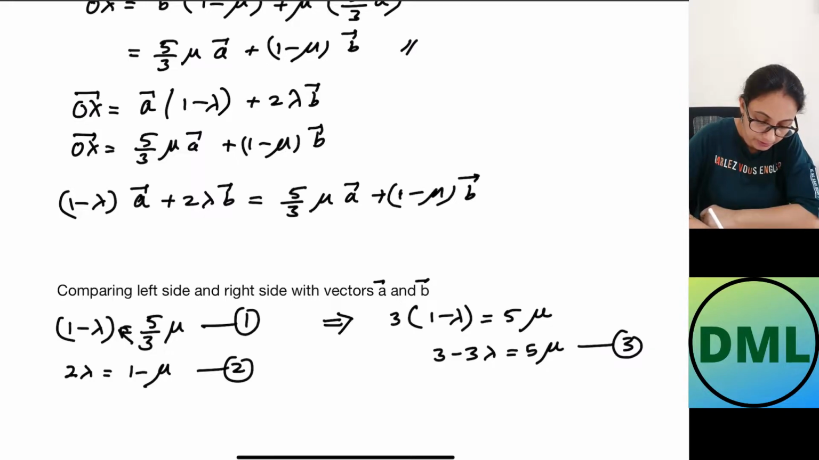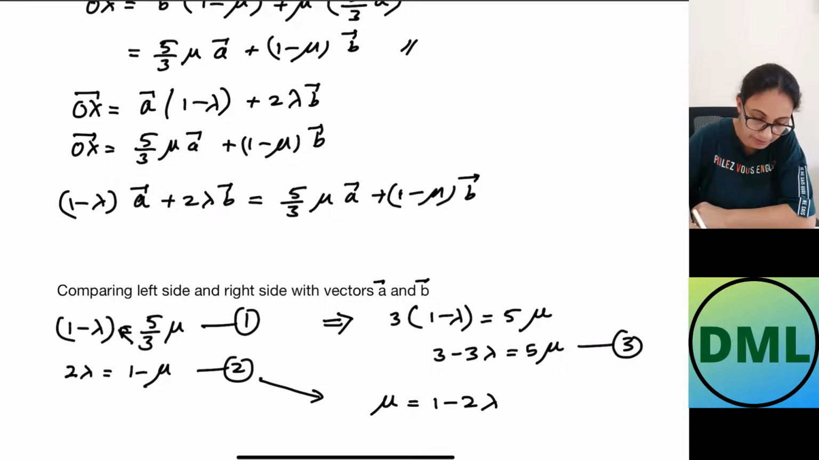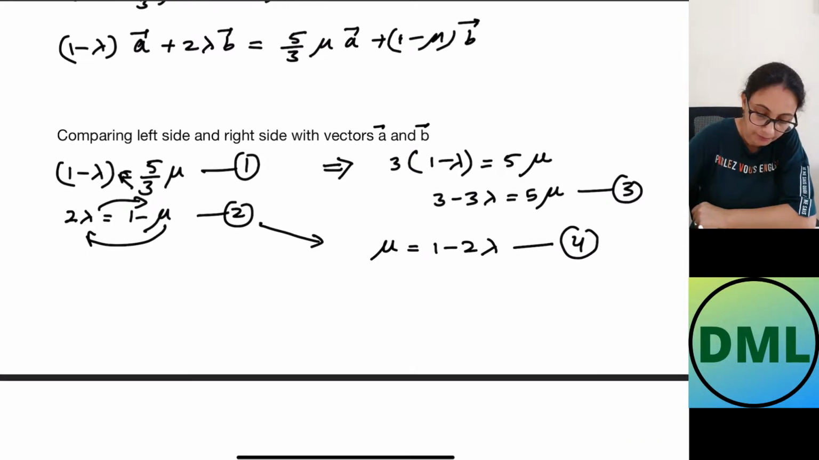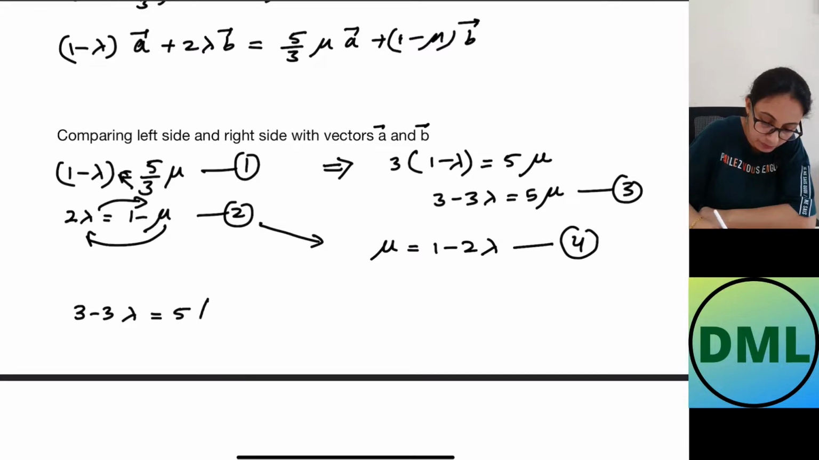Now, from the second equation, mu is equal to 1 minus 2 lambda. I am switching the positions of mu and 2 lambda. Now, this is my fourth equation. Now, what I am doing, I am substituting the value of mu in equation number 3. So, this can be written as 3 minus 3 lambda is equal to 5 times mu. Mu is 1 minus 2 lambda.